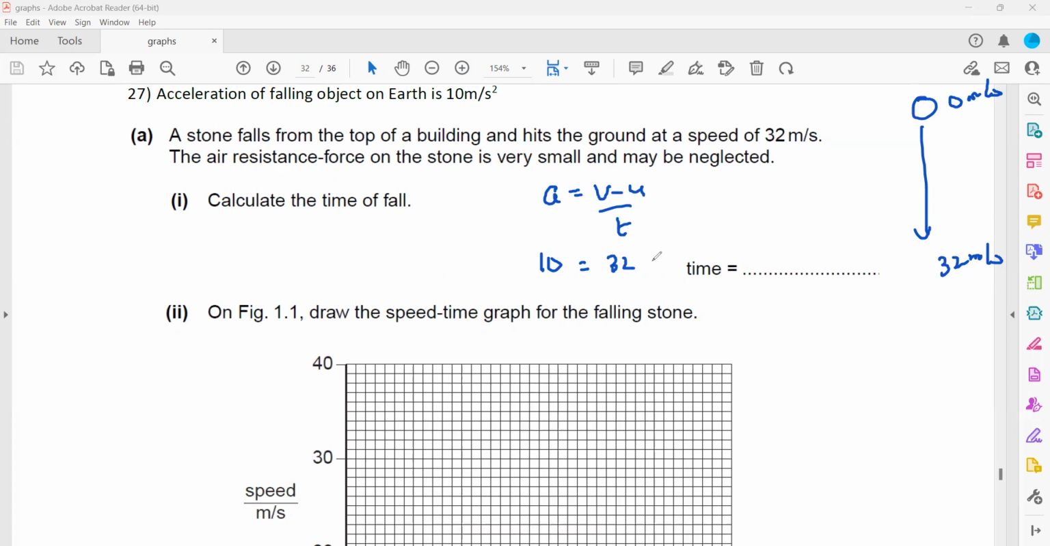Final speed is 32, initial is 0, and the time we don't know. If we need the time, we cross multiply. So time is 32 minus 0 divided by 10. 32 minus 0 is 32, divided by 10, which is 3.2. And the unit will be seconds. So 3.2 seconds.